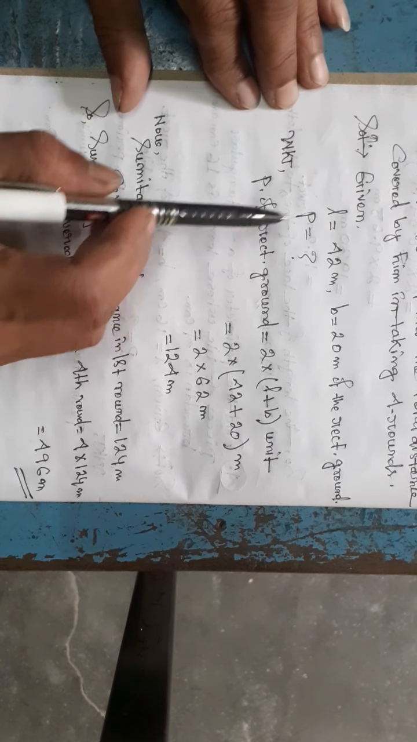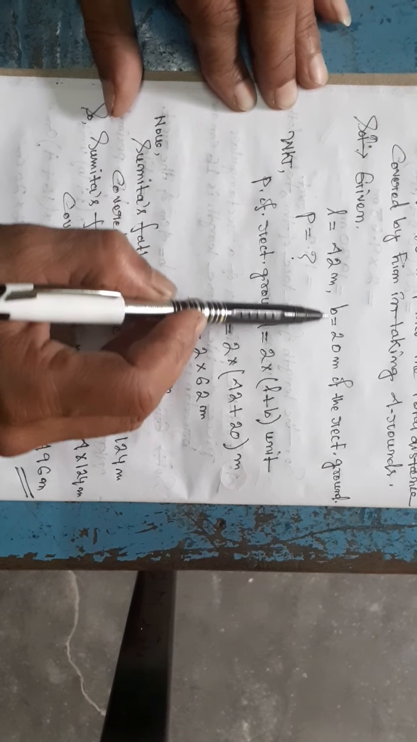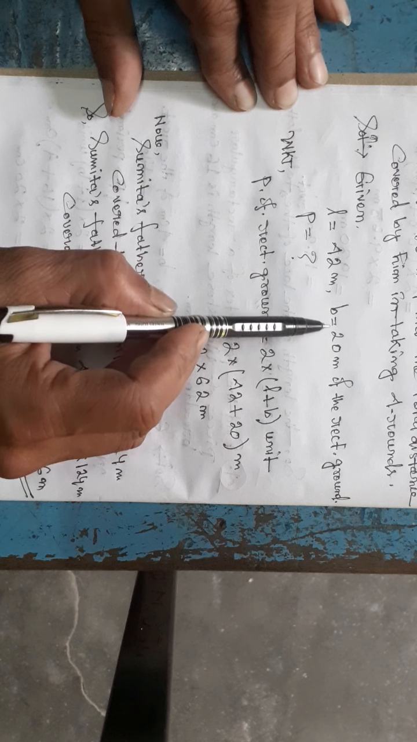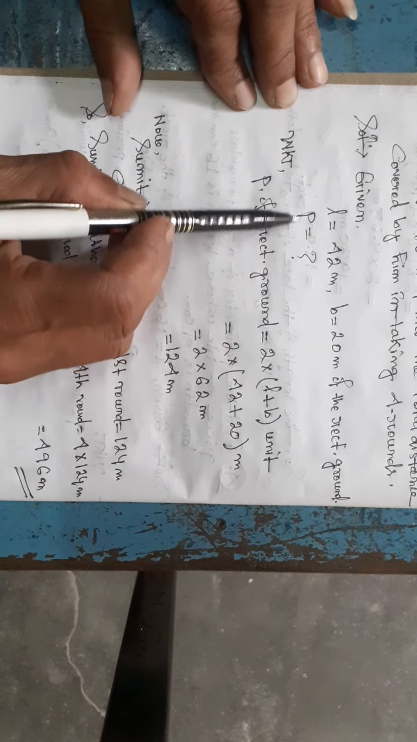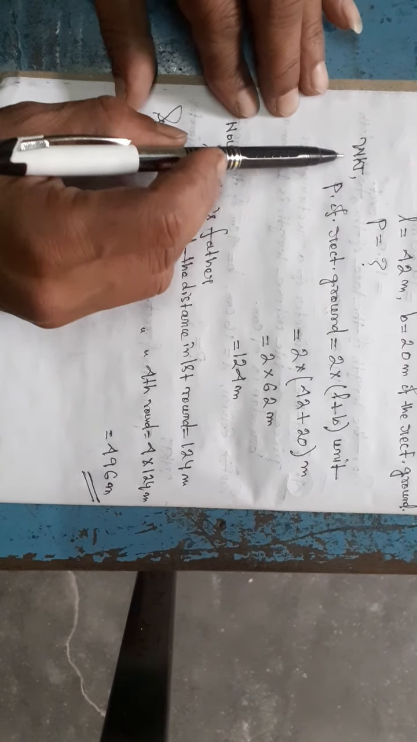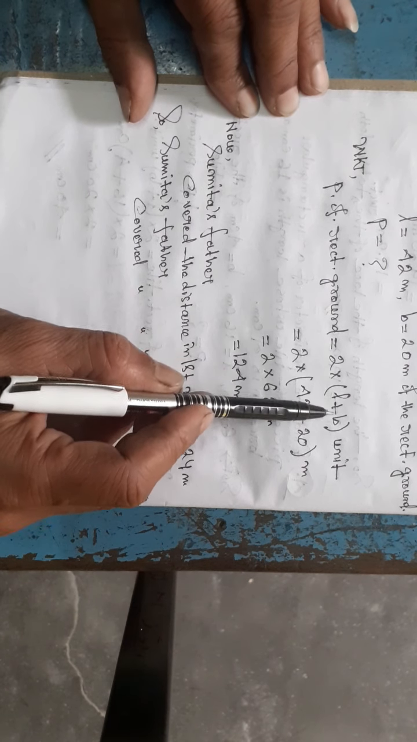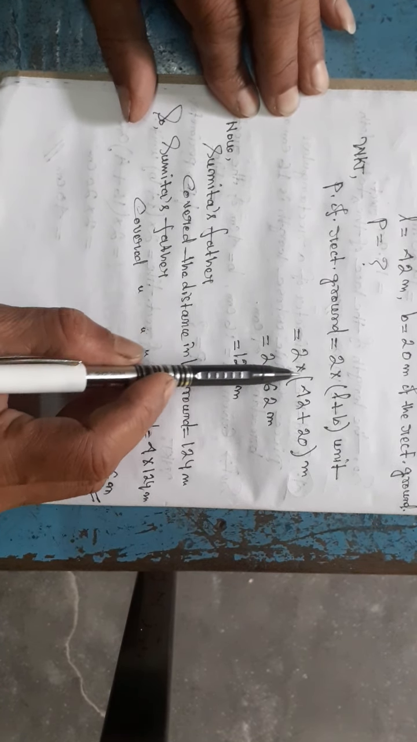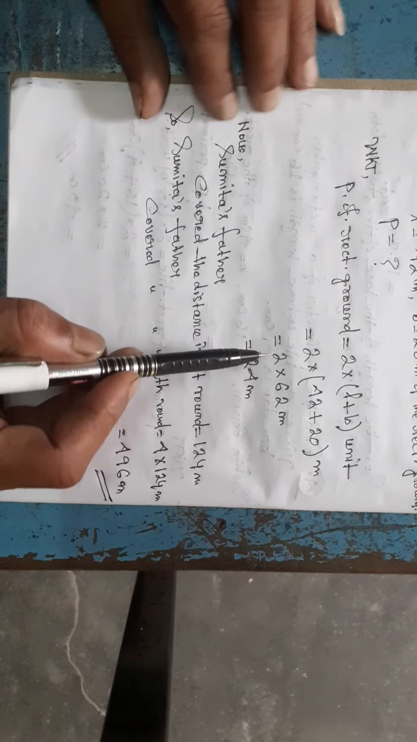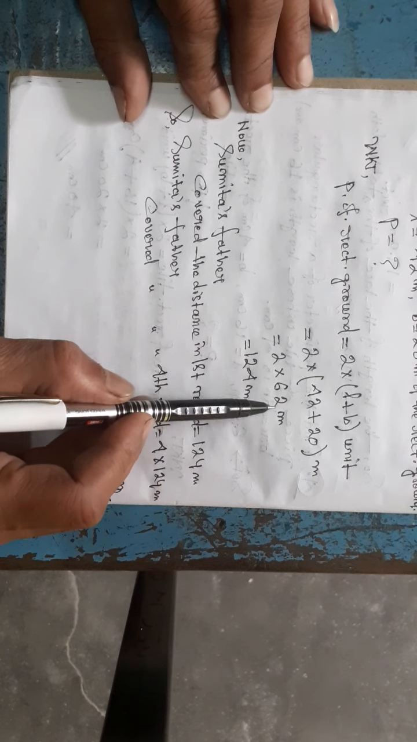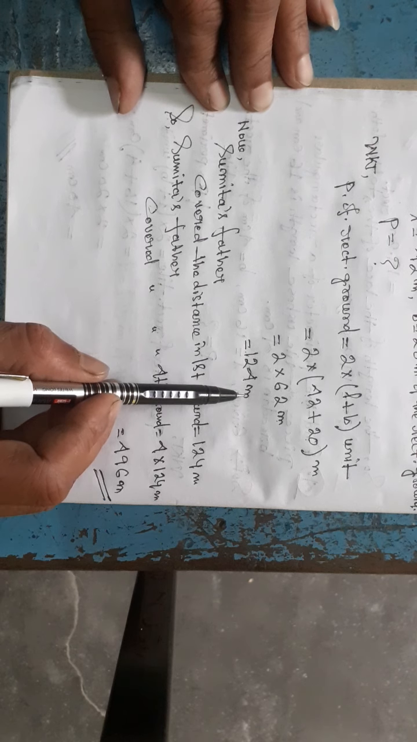You see. Given length L is equal to 42 meter, breadth B is equal to 20 meter of the rectangular ground. Now P is equal to what? P means perimeter. We know that the perimeter of a rectangular ground is equal to 2 into (length plus breadth) unit. Now 2 into (length is equal to 42 and breadth is equal to 20 meter). Now 42 plus 20 is equal to 62 meter. Now 2 into 62 is equal to 124 meter.